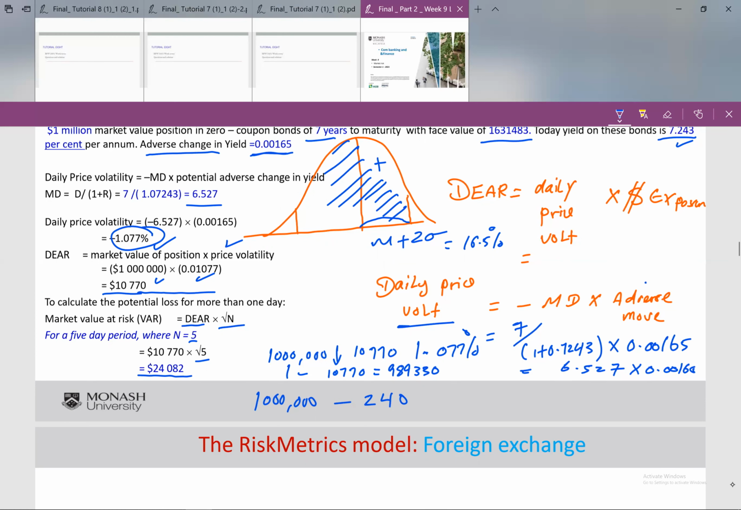This is my drop in 1 day. So I expect my assets to drop to, let me just calculate it, 978,180 in 5 days. In 1 day, it will drop to this amount. In 5 days, it will drop to this amount. I think this is the most difficult, though it's not the most technical part of this calculation. The rest are just very easy.